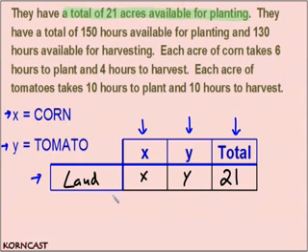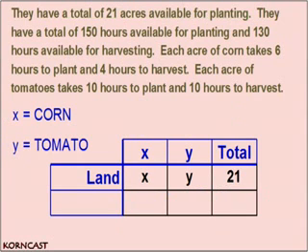Once I've got that one taken care of, I need to add another row. What is this row going to talk about? Let's read through the problem. What else do we have here? We have a total of 150 hours available for planting. So that should be our next thing. Let's write planting here. We know that we have a total of 150 hours for planting. Let's keep reading, and find all the information that talks about planting.